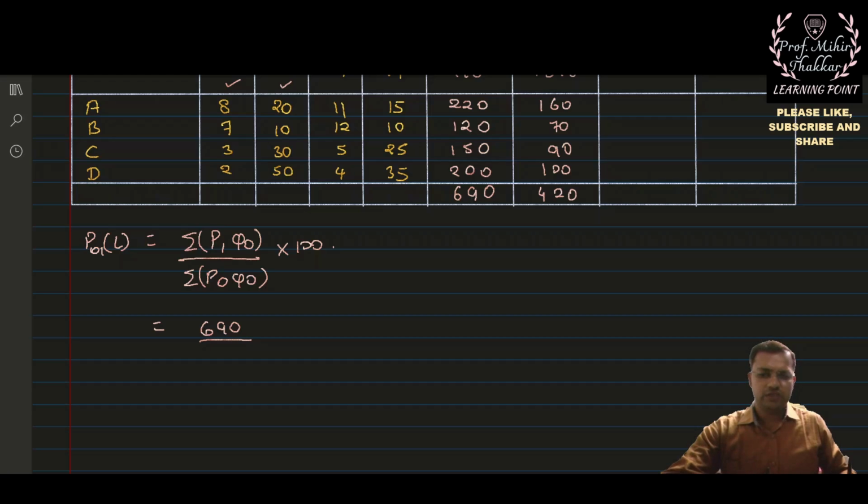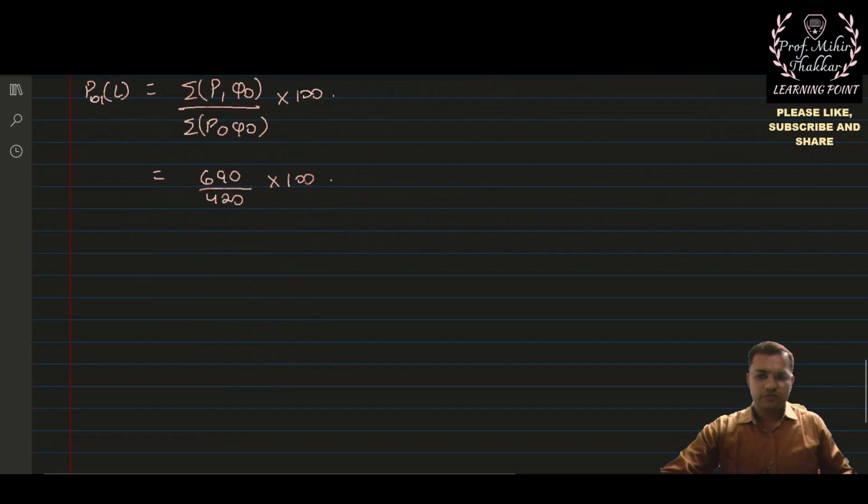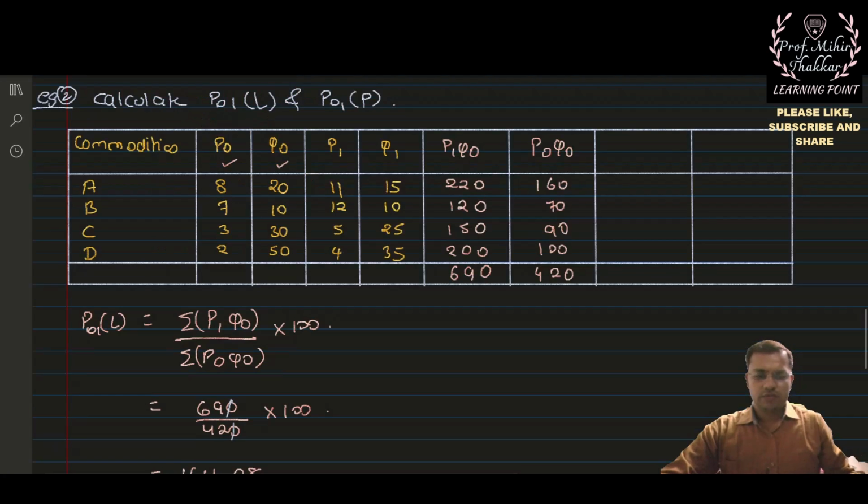So in that case, the numerator, my friends, will be equal to 690 divided by the denominator value, which is equal to 420 multiplied by 100. So when you simplify this, you can cancel off both the zeros. 69 and 42, they both can be divisible by 3, and then later on you can multiply by 100 and simplify the fraction. So on calculating this, you will get the answer as 164.28.